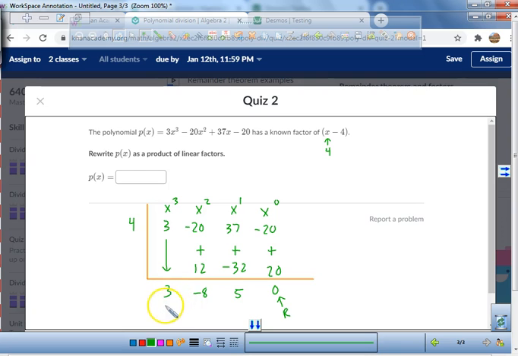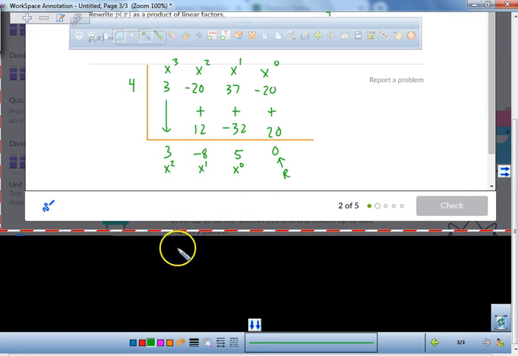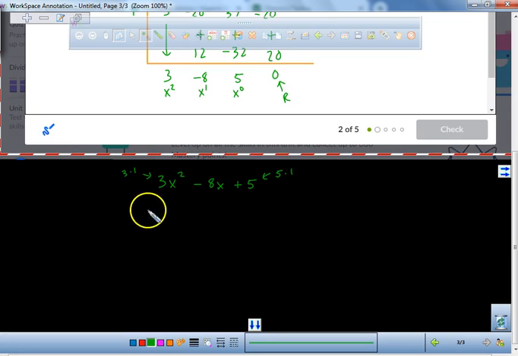So now all I got to do is finish factoring this guy. That's my x squared, that's my x to the first, that's my x to the 0. So here's what I got. I got 3x squared minus 8x plus 5. Now this is going to be really easy, because what are the only factors of 3? Just 3 times 1. And what are the only factors of 5? Just 5 times 1.